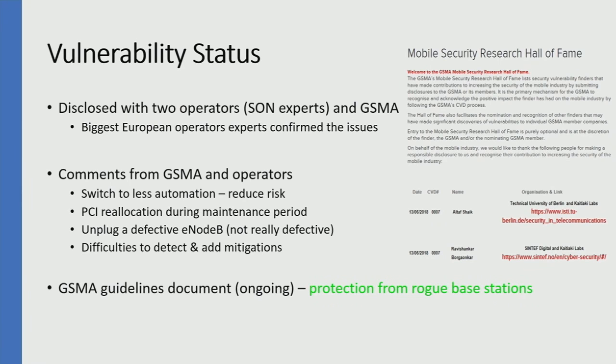We also found that it's really difficult to add mitigations because of the design of the mobile architecture and the over-the-air communication. There are a lot of design flaws, going back to 2G also. We are in discussions with GSMA, who wanted to create a document that should be helpful for all the operators to tackle these rogue base station problems.